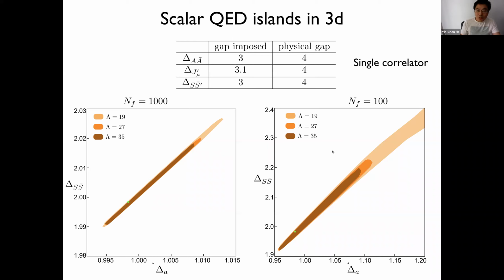So maybe the mixed correlators, like mixing this rank 4 tensor with this SUN adjoint, could eventually drastically shrink the island and also get to the island for smaller NF. And we are currently working on this.